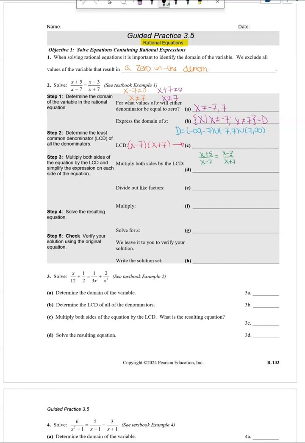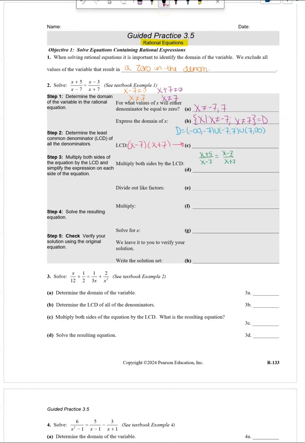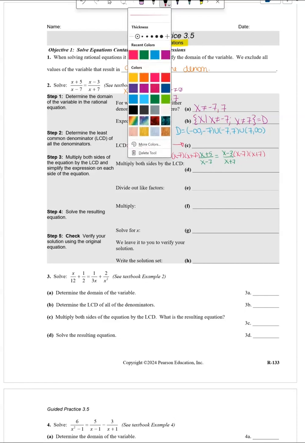So now we're going to multiply it, like I said, by the least common denominator. So we'll multiply this side by x minus 7, x plus 7, and the same thing over here, x minus 7, x plus 7. Okay. I think that's all we're supposed to do there. Yeah, we multiplied. Now on the next step, which I'm going to go ahead and do up here, I don't want to rewrite it again. We've talked about this many times.